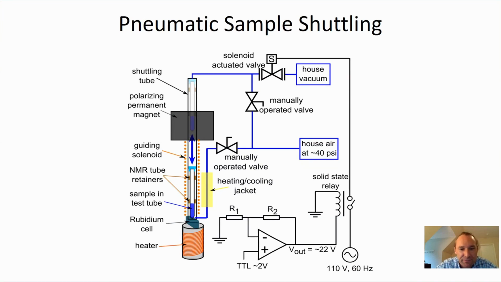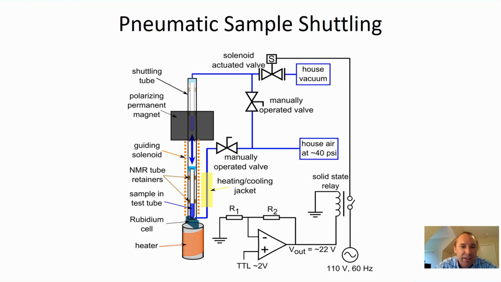So we just have a solid state relay that we control with a TTL that turns on a voltage or turns it off, and that's plugged onto a solenoid actuated valve where we can turn on or off the vacuum. And so it's simple enough. You turn the valve open, it connects it to the house vacuum, bloop, your sample goes up, it gets prepolarized, you can leave it there for the desired amount of time, and then you turn the vacuum off.